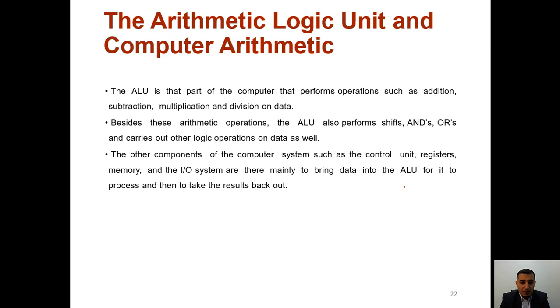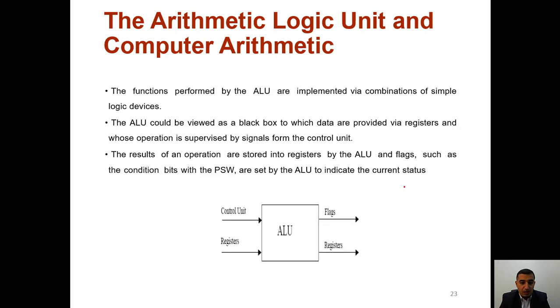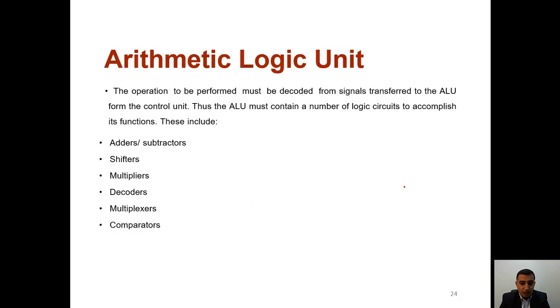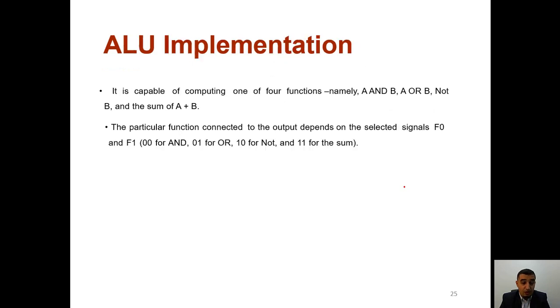The arithmetic and logic unit in a computer basically does arithmetic operations and logical operations. The arithmetic operations are addition, subtraction, multiplication, division, increment and decrement. When it comes to logical operations, we have the AND, OR, XOR, and NOT operations. So the arithmetic and logic unit is built out of adders, subtractors, shifters, multipliers, decoders, multiplexers, and comparators. When we want to implement an ALU, it is capable of computing one of four functions, which are AND, OR, NOT, and SUM.